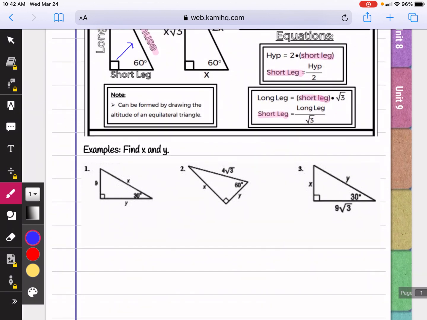Here in example 1, we're going to solve for x and y. So if you look at x, that's our hypotenuse. The formula for hypotenuse is 2 times the short leg. So we need to label our other sides. Here, 9 would be our short leg, and y would be our long leg. So this would be 2 times 9 then, or 18. So our hypotenuse is equal to 18.